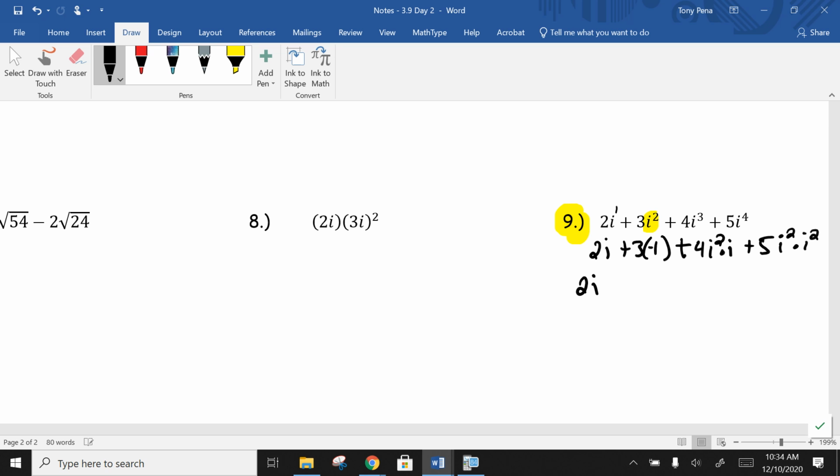So 2i we can't do anything with. But this we can definitely change to be a -3. 3 times a -1 is a -3. And then we again get to i squared. i squared is a -1. So -1 times 4 would give me a -4, and then we'd still have this single i hanging out with that -4.